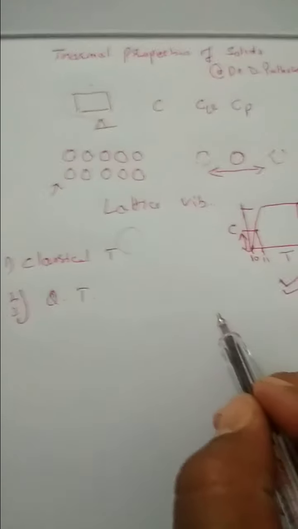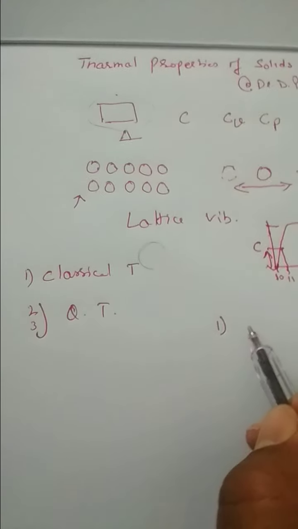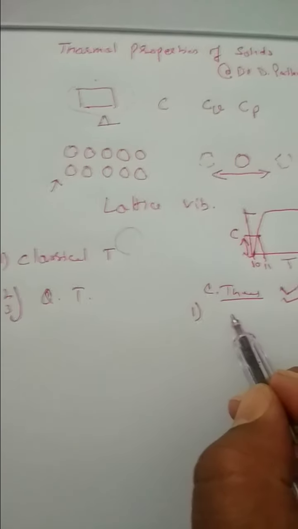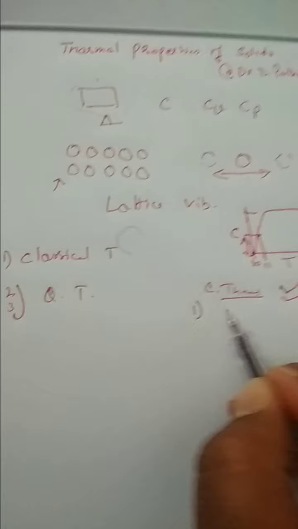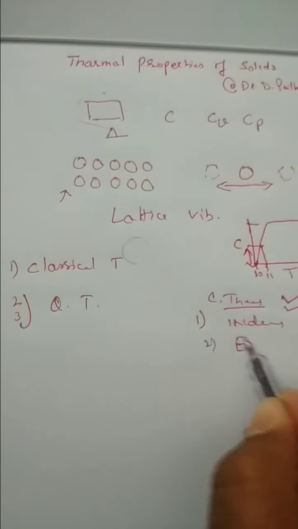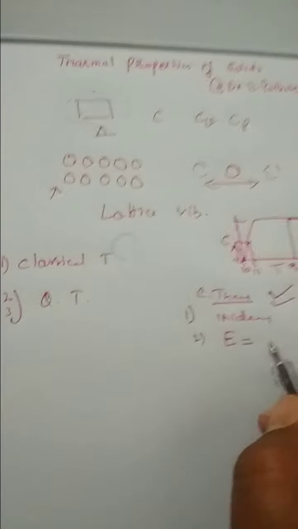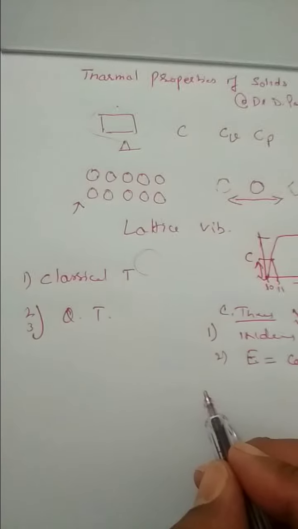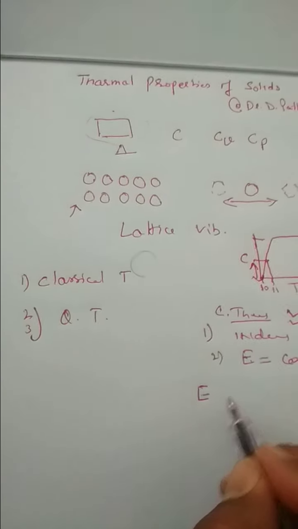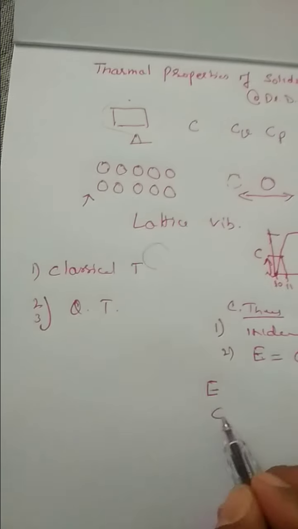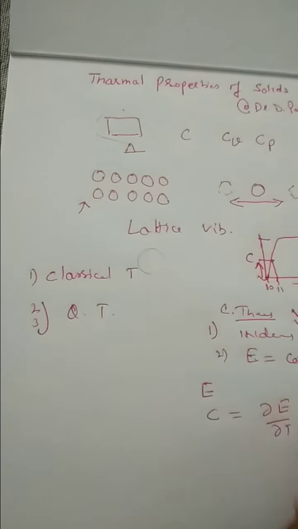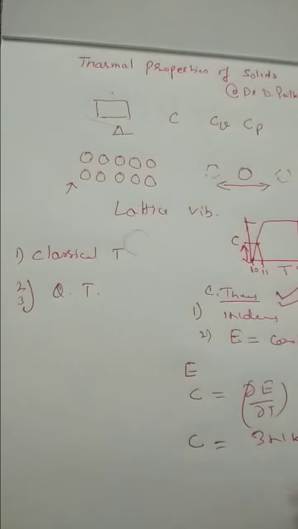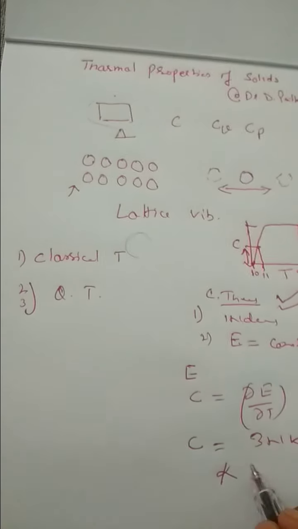The first postulate of classical theory is that atoms vibrate independently, and second, the energy which transfers inside the solid from one atom to another is continuous. Further, if we derive the average energy and then calculate C, the rate of change of energy with temperature, we find that C is equal to 3NkB according to classical theory, which says that C is not dependent upon temperature.